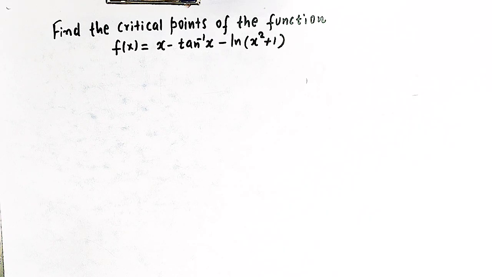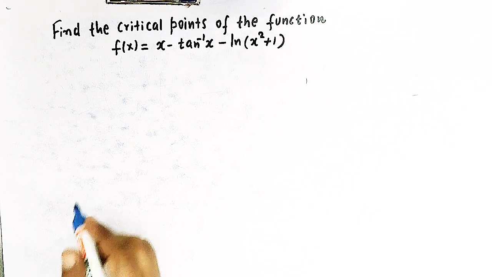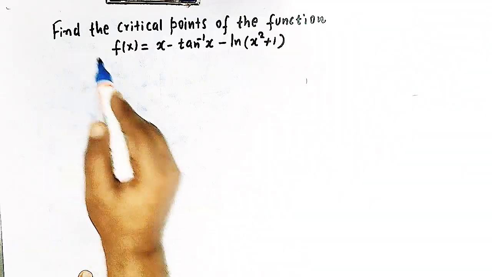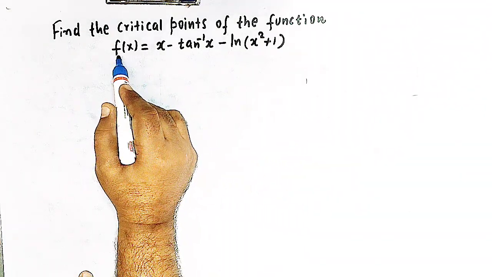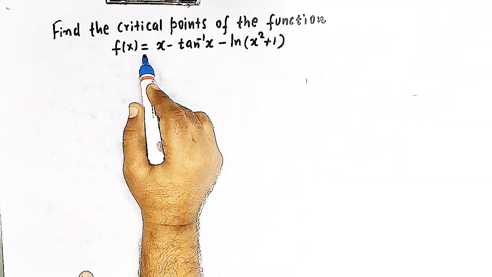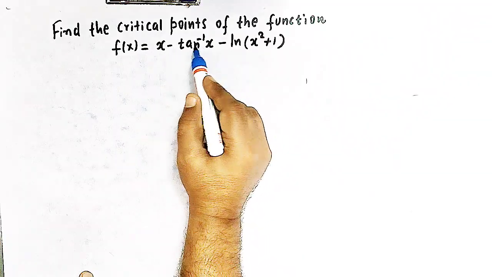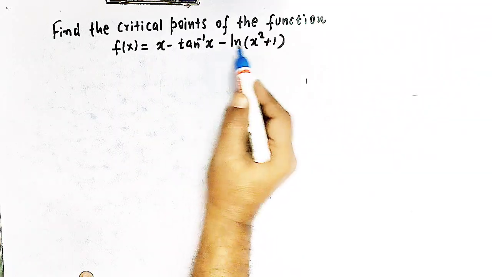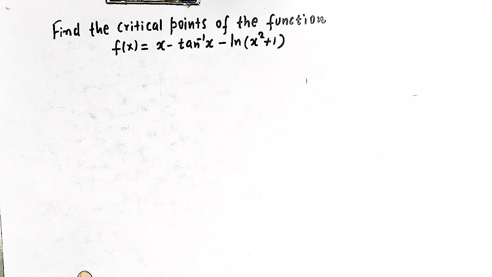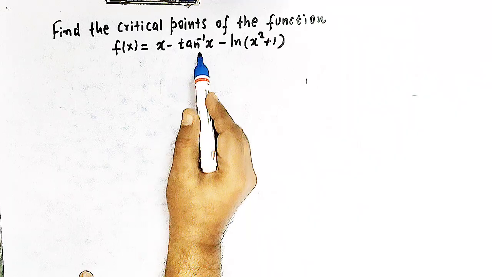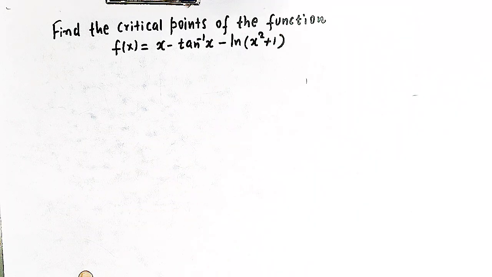Hello viewers, in this session we are going to discuss this problem where we have to find out the critical points of this function f of x, which is equal to x minus tan inverse x minus natural log of x square plus 1, right? So before finding out the critical points of this function, let us first define the critical points, right?